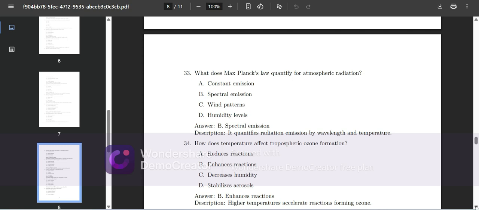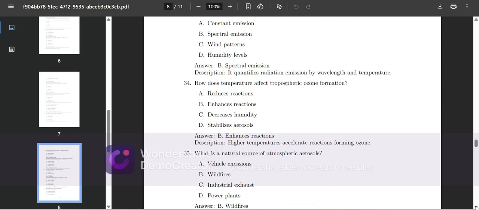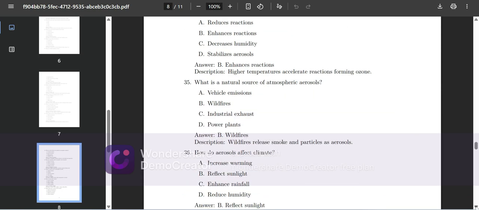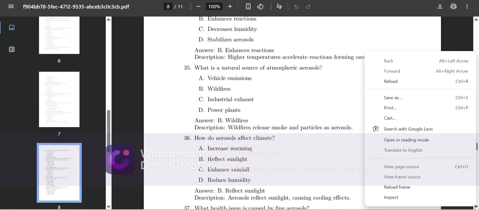How does temperature affect tropospheric ozone formation? Enhances reactions. Higher temperatures accelerate reactions forming ozone. What is a natural source of atmospheric aerosols? Wildfires. Wildfires release smoke and particles as aerosols. How do aerosols affect climate? Reflect sunlight. Aerosols reflect sunlight, causing cooling effects.